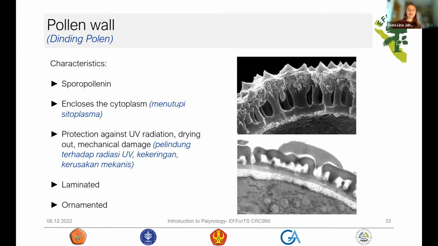It is laminated, so there are different layers inside of the pollen wall, which I come to later. And it's often quite fiercely ornamented. So you can see here quite the flashy example with this echinate pollen wall, these little spikes that come from it as an ornamentation.